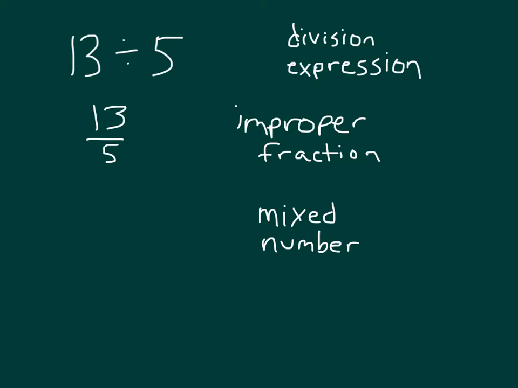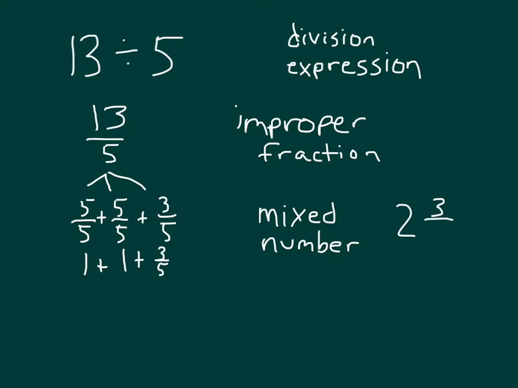How many fifths equal a whole? Right, 5/5. Am I to 13/5 yet? Not quite. Still breaking it apart. 5/5 more. That would be at 10/5. And then finally, I would break it apart again for 3/5. I know 5/5 is a whole, like I was saying, so that's 1 plus 1 plus 3/5. And our mixed number then is 2 and 3/5.